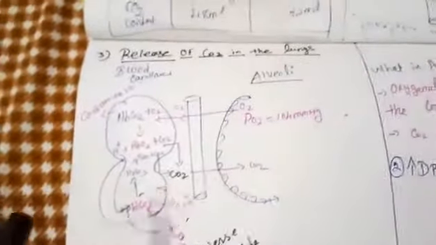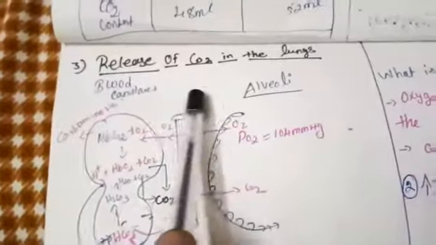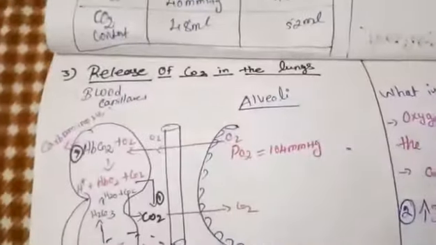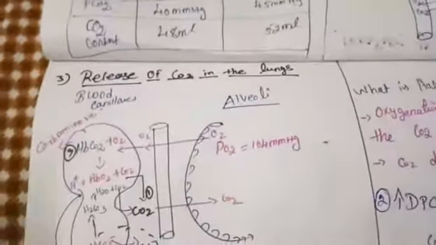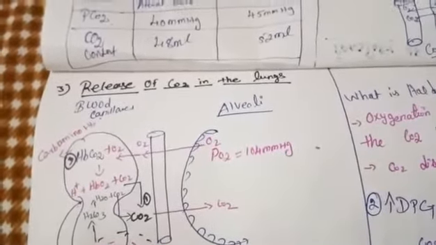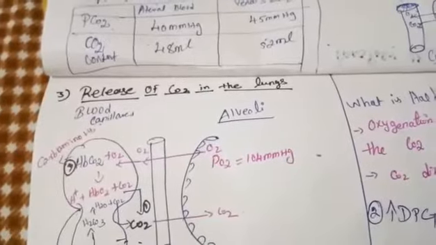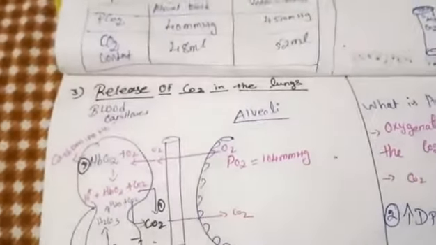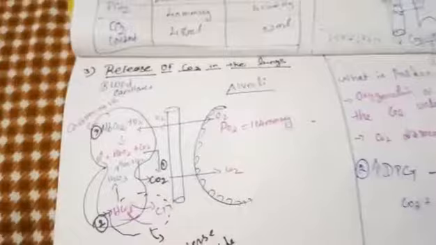This is the last topic, the third one: release of carbon dioxide in the lung. So till now we saw first diffusion, second transport of carbon dioxide. Now the carbon dioxide is transported from the tissue to the lungs with the help of these three important steps. Now the releasing will take place. We already studied.